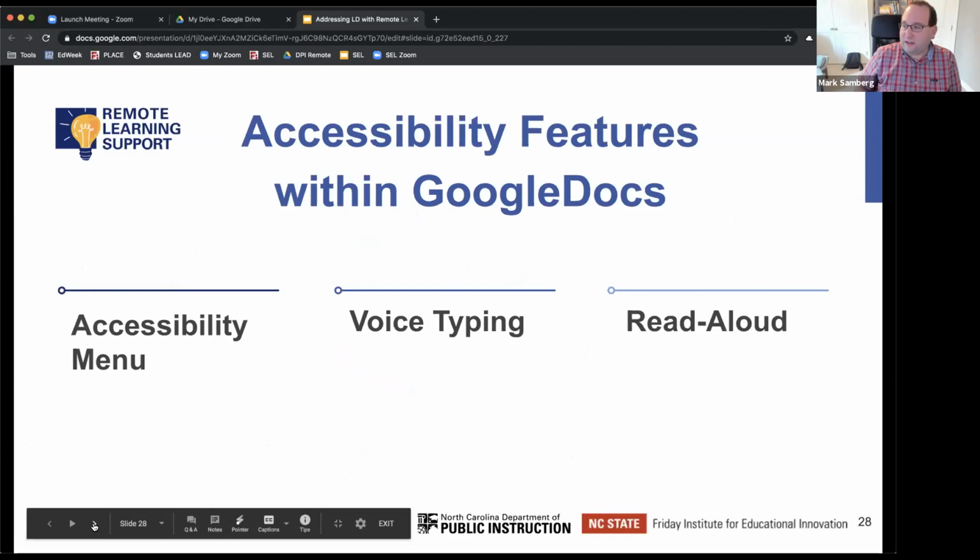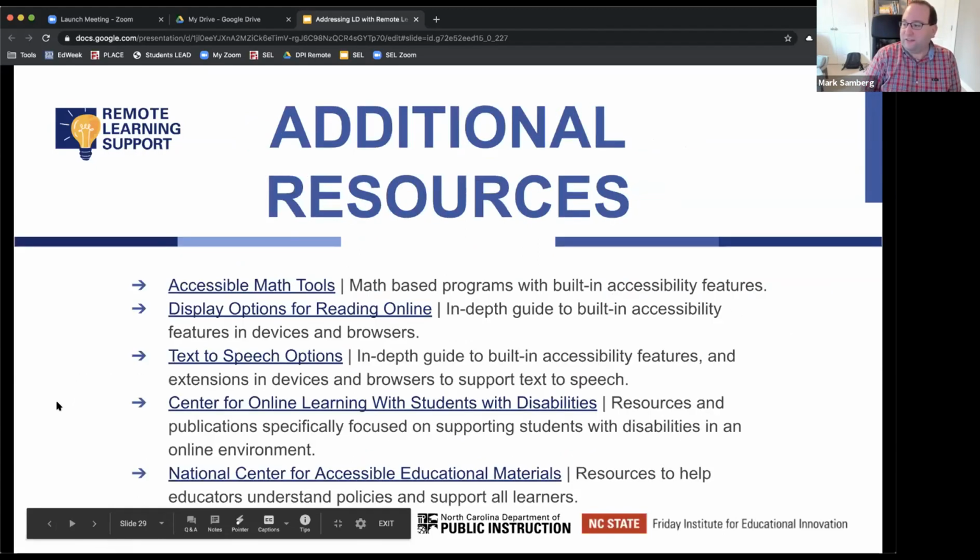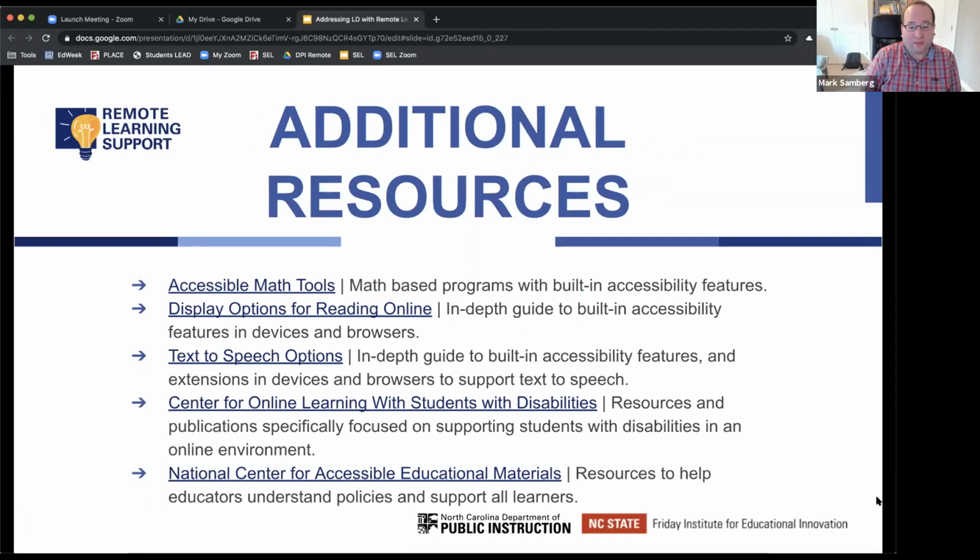And then next slide. So here, this will be available in the PDF. These are a few other tools, some accessible tools for math, some tools for reading online in sites that are not Google Doc, and then some additional educational materials. And I think we're going to cover a lot of these in depth in the session next week as well.